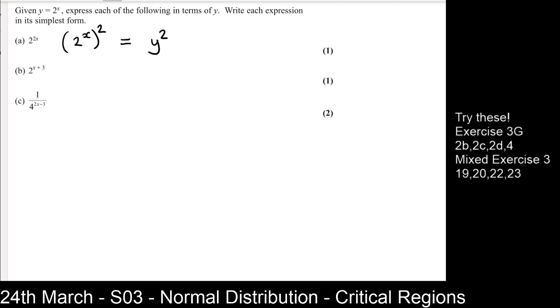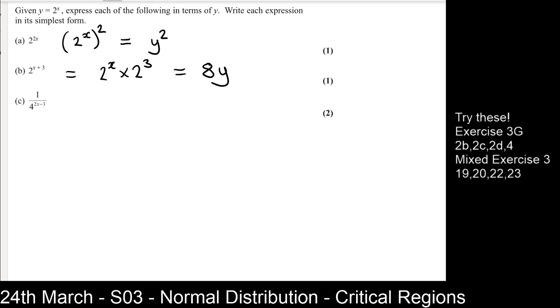The second one, I'm going to rewrite as 2 to the power of x, times 2 to the power of 3. That's something I can just simply work out. That's just going to be 8. So another way of writing 2 to the power of x plus 3 would just be 8y.